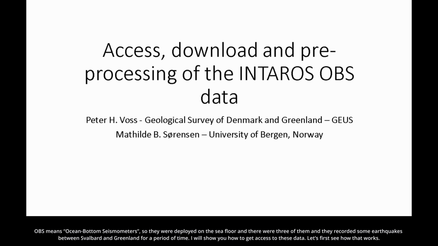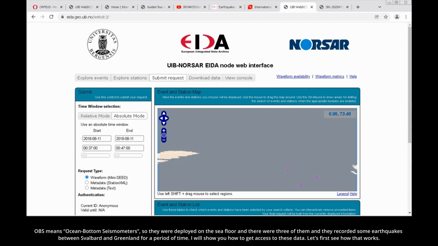So first of all, OBS means ocean bottom seismometers, so they were deployed on the sea floor, and there were 3 of them, and they recorded some earthquakes between Svalbard and Greenland for a period of time. So I'll just show you how to get access to these data. But let's first see how that works.